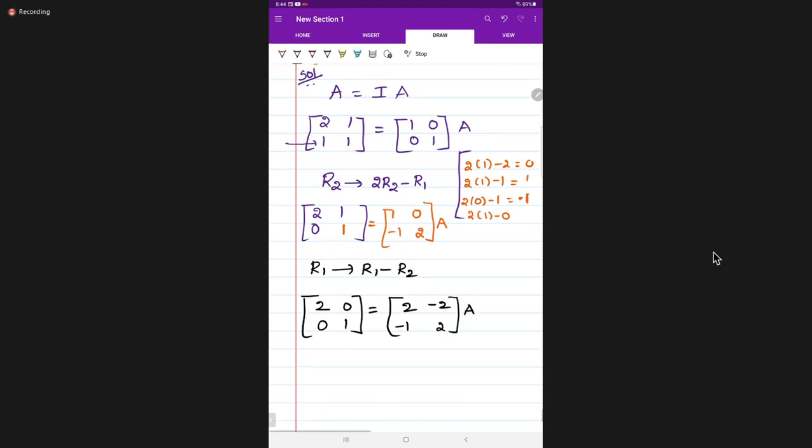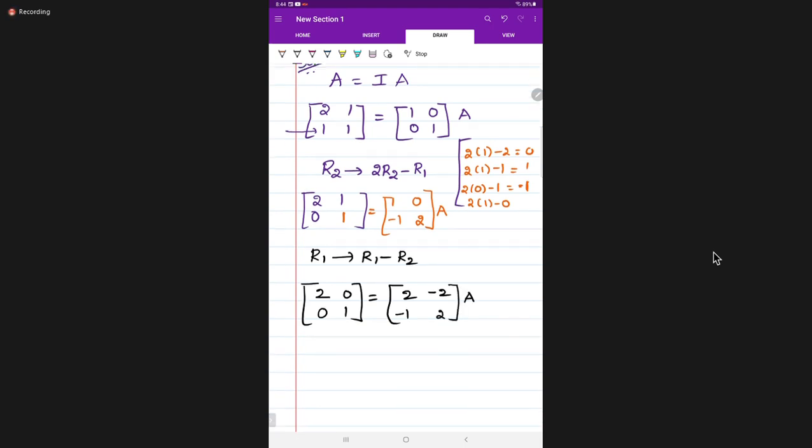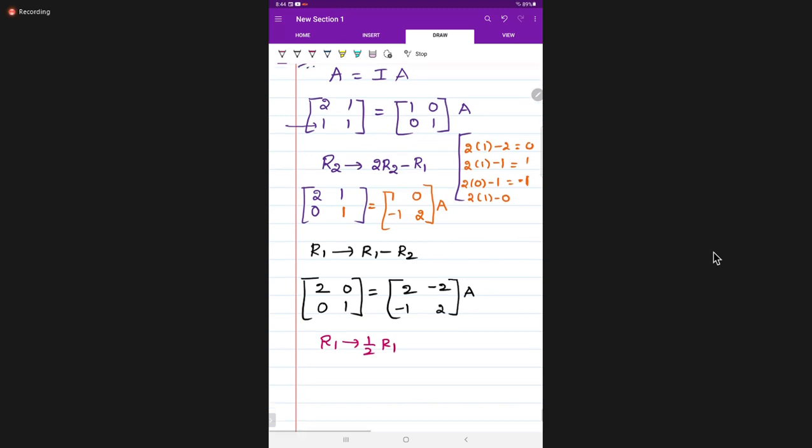That 2 we make it 1. What to do, students? R1 implies 1 by 2 R1, right? Divided by 2, right? Students, is my voice clear? Yes, ma'am. Tell me the answer.